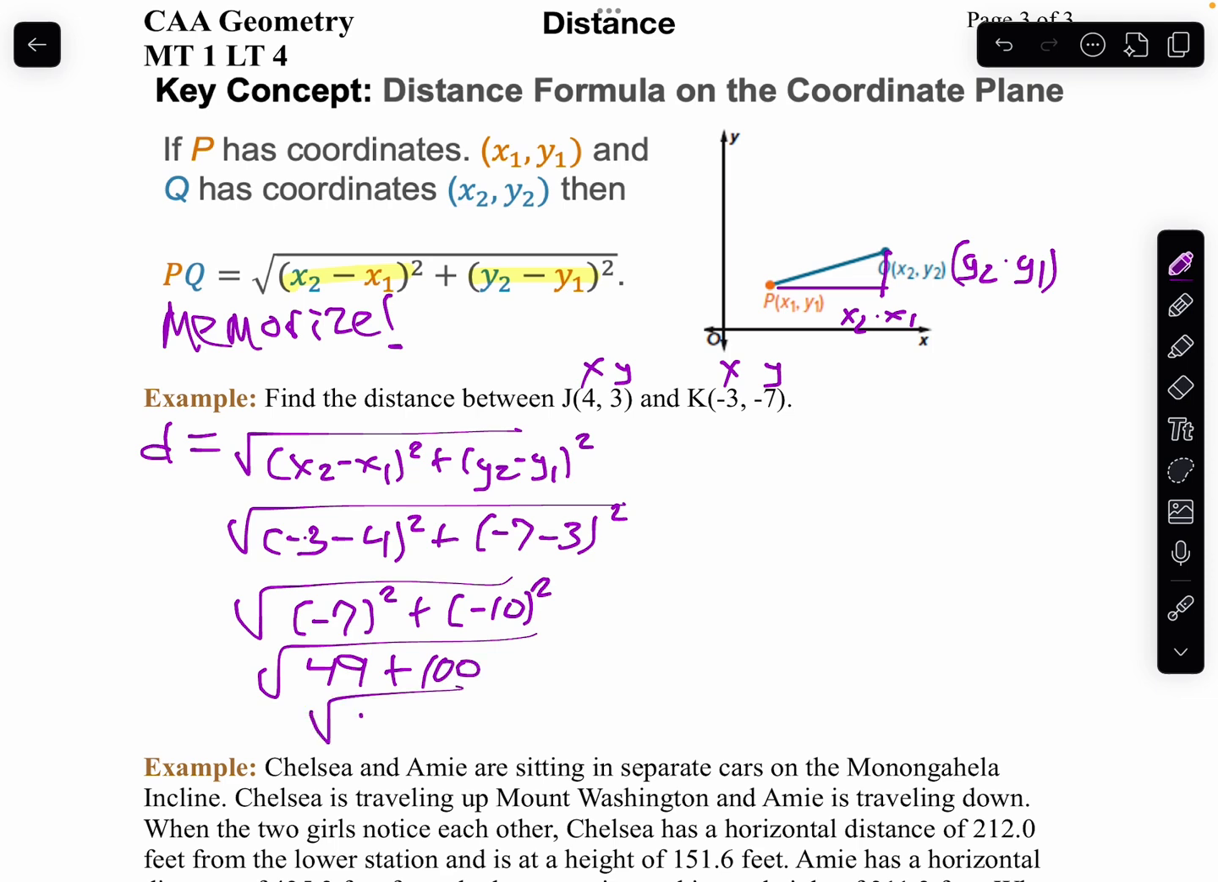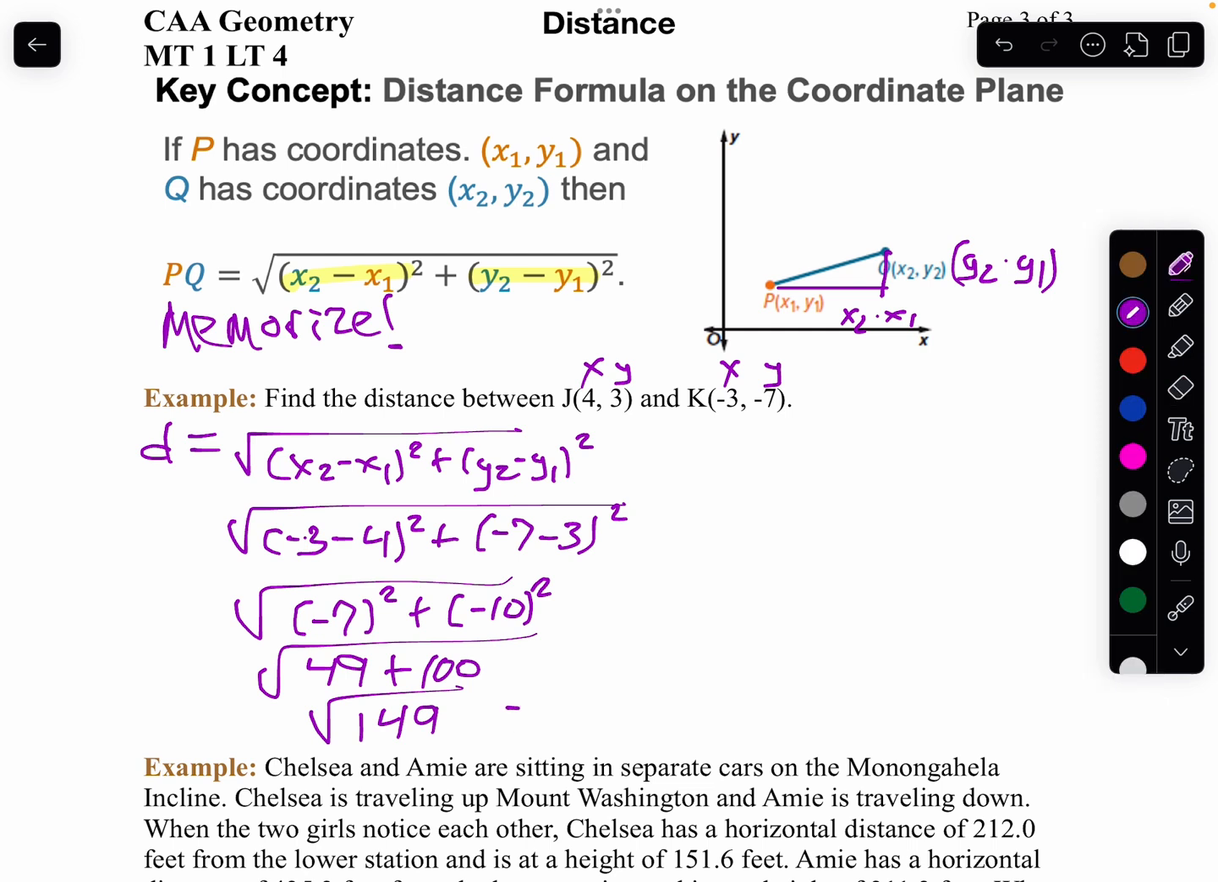The exact answer is the square root of 149, but usually we are going to round that. So that's where I get the wavy equal sign for it to mean approximately. So I take my calculator and I take the square root of 149. That turns out to be about 12.2. And there's your answer.